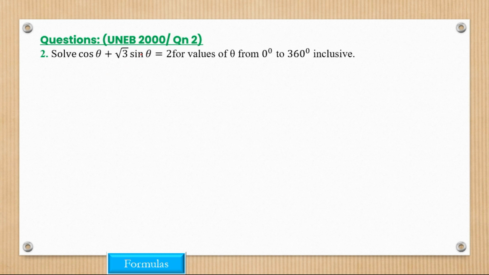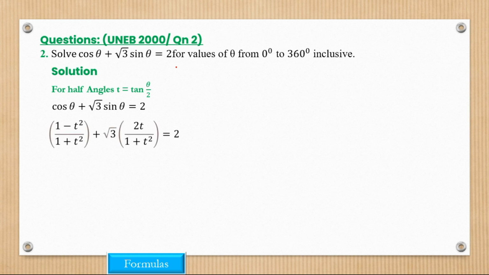Alright, so we're going to look at a UNEB question. This is UNEB 2000 number 2. We also have half angles right here, and this is also going to be as easy as the first one. We're also going to look at half angles where t is equal to tan theta over 2. So wherever there is cos theta, we're going to replace that with 1 minus t squared over 1 plus t squared. And where there is sin theta, we're going to replace that with 2t over 1 plus t squared. So there we go. We just substitute in the values, then we're going to solve.